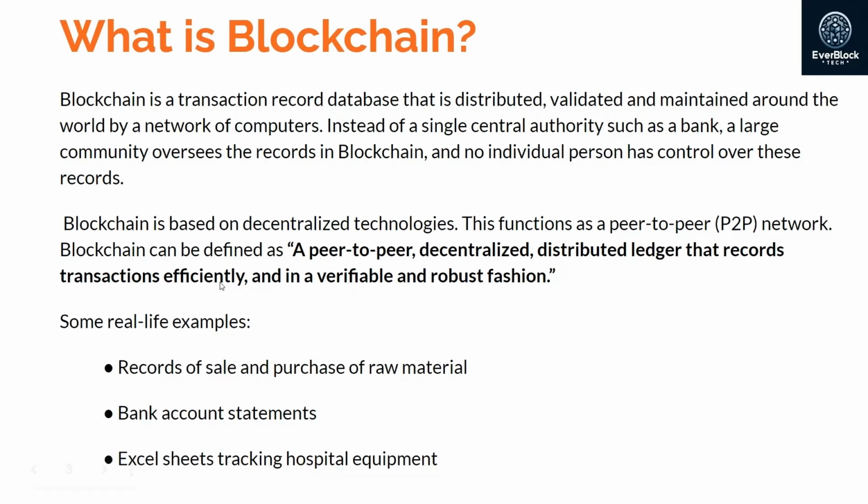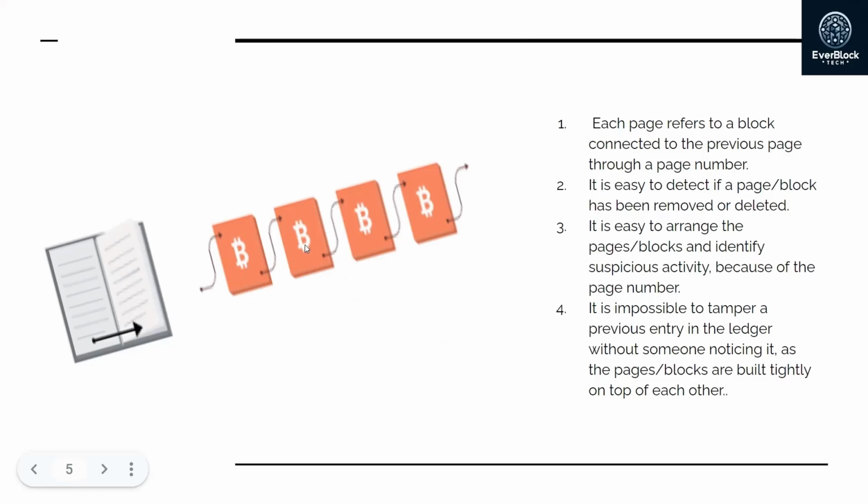So you see here, each page refers to a block connected to the previous page through a page number. It is easy to detect if a page or block has been removed or deleted, and it's easy to arrange the pages and blocks and identify suspicious activity because of the page number. It is impossible to tamper with a previous entry in the ledger without someone noticing it, as the pages and blocks are built tightly on top of each other, okay?